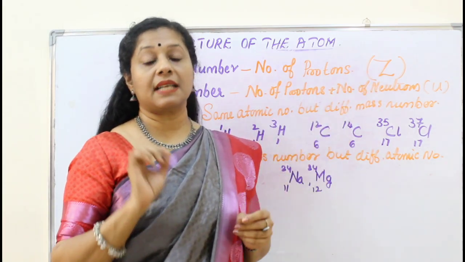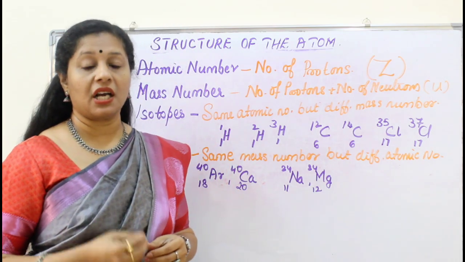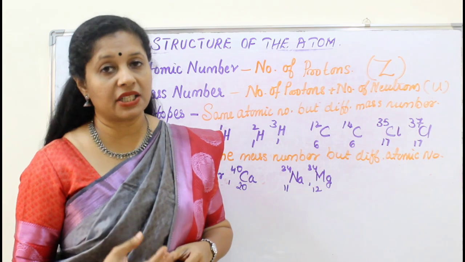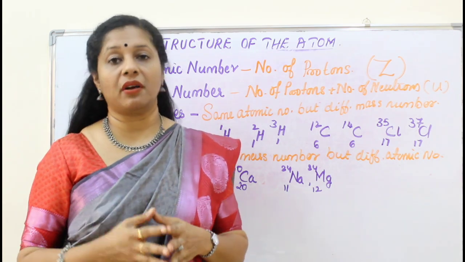So Z represents atomic number. For example, hydrogen. Hydrogen has atomic number 1. Sodium has 11. Calcium has 20. It depends on the number of electrons.